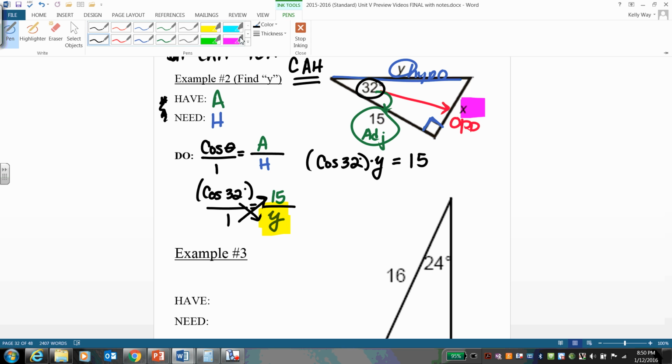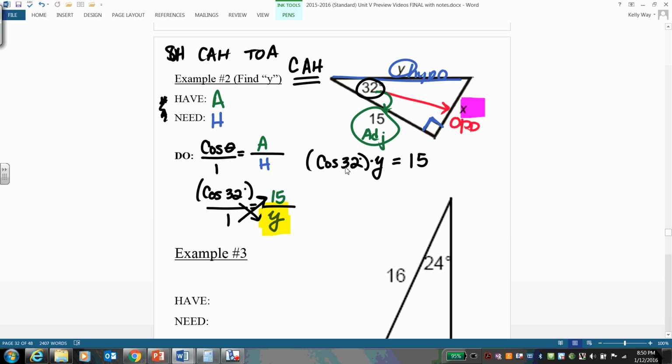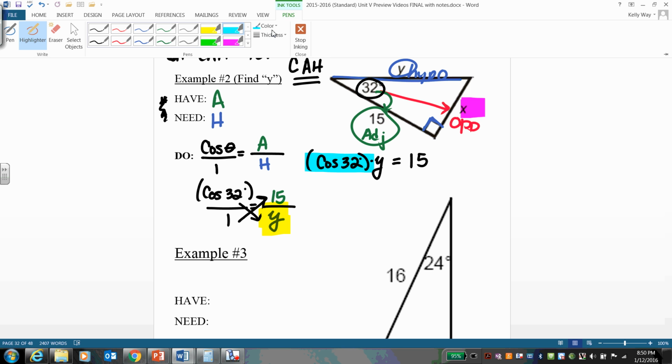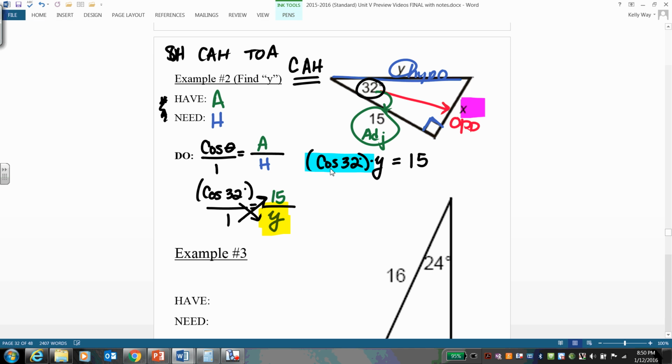Now, very important you understand this. We're not getting rid of the 32. We're getting rid of cosine 32. That's a single entity. So we're going to divide by cosine 32 degrees. I'm keeping parentheses around that so you understand that. So to find y, we're going to take 15 and divide by the cosine of 32 degrees, that ratio.